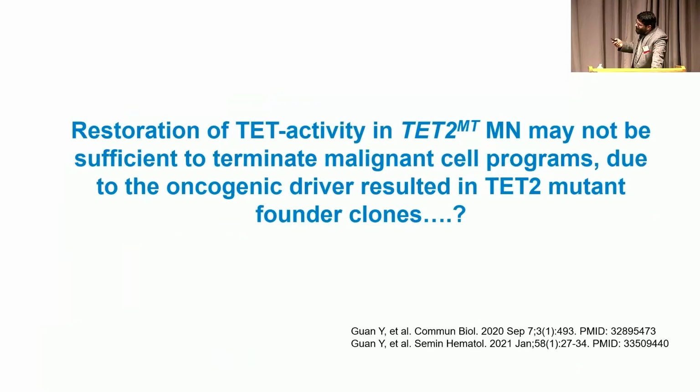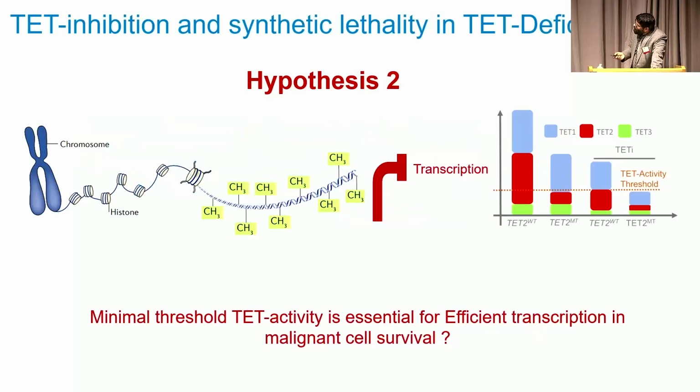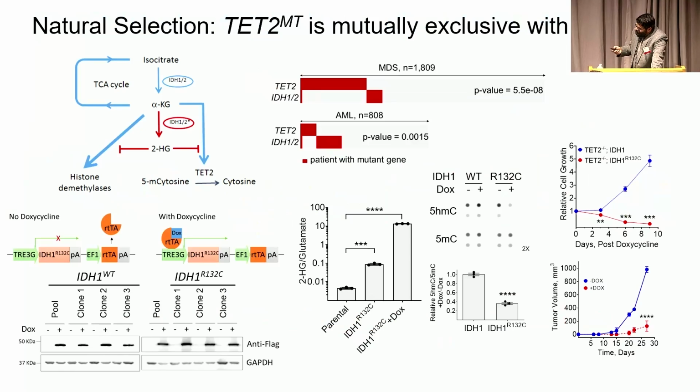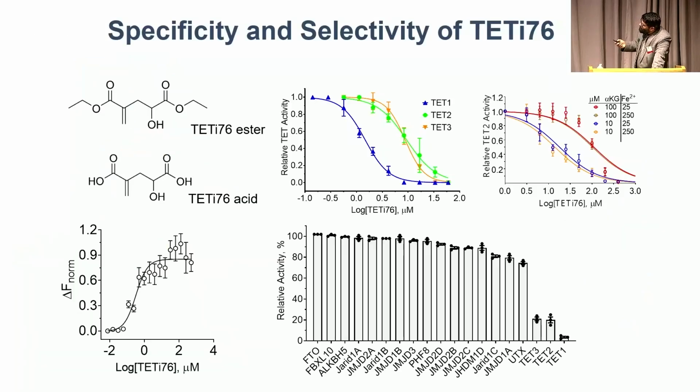And then we concluded that restoration of TET activity is not sufficient to terminate the malignant program when the AML has already been produced. So then we tested the second hypothesis: can we terminate by inhibiting TET? To test that, we reasoned that if TET2 mutation creates synthetic lethality to further TET inhibition, then IDH1 neomorphic mutations should not coexist with TET2. We analyzed a lot of data. We showed in a preclinical model that if we introduce an IDH1 neomorphic mutation in TET2 wild type, the cell terminates. Then we designed a small molecule antagonist of alpha-ketoglutarate, highly specific to TET.